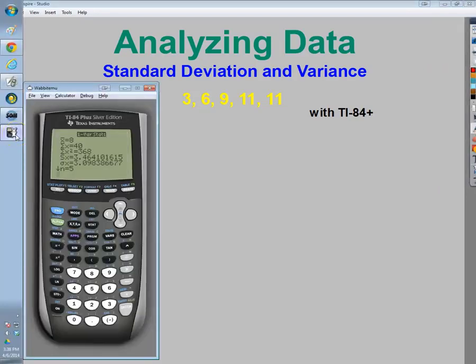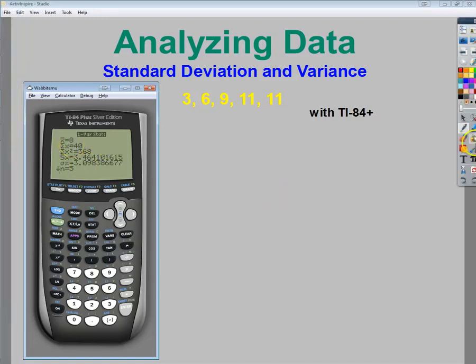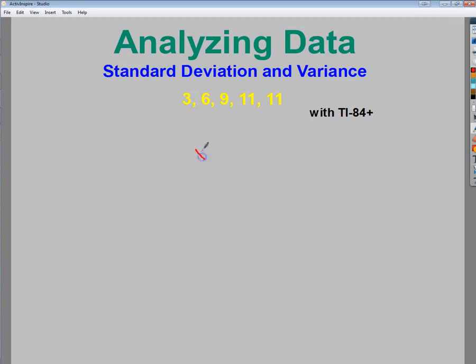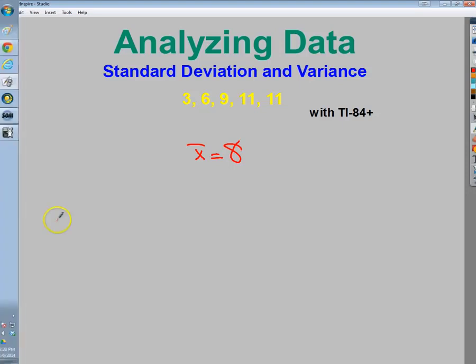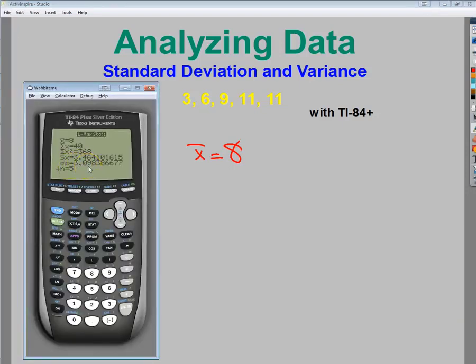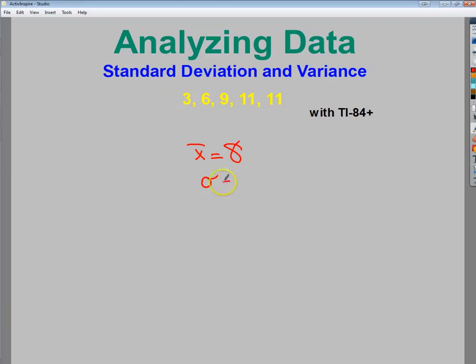So in this case, right here is my mean value, so I could say my mean value here is 8. And then what I really want to look for is the sigma, because that's where standard deviation kind of lives. And it is 3.1, or 3.098, this whole thing. So I might say, just like I found before.